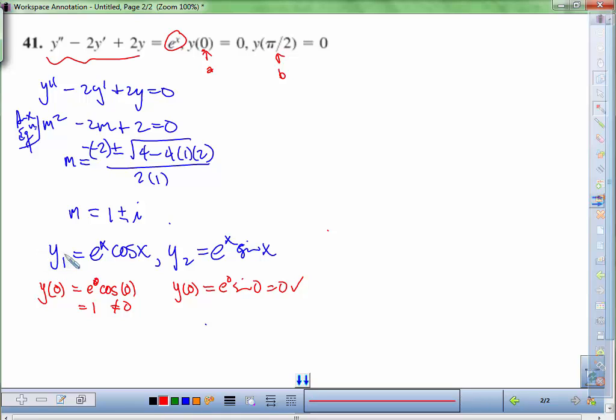So at this point, I kind of just randomly said y1 is equal to this, y2 is equal to this. But now I'm going to have to switch it, because my y1 didn't work for my first boundary. I hope it works for the second boundary, but I know that my y2 works for the first boundary, so I'm going to want this to be y1. So let's make a little note here, especially because this didn't work. Let y1 equal e to the x sine x.